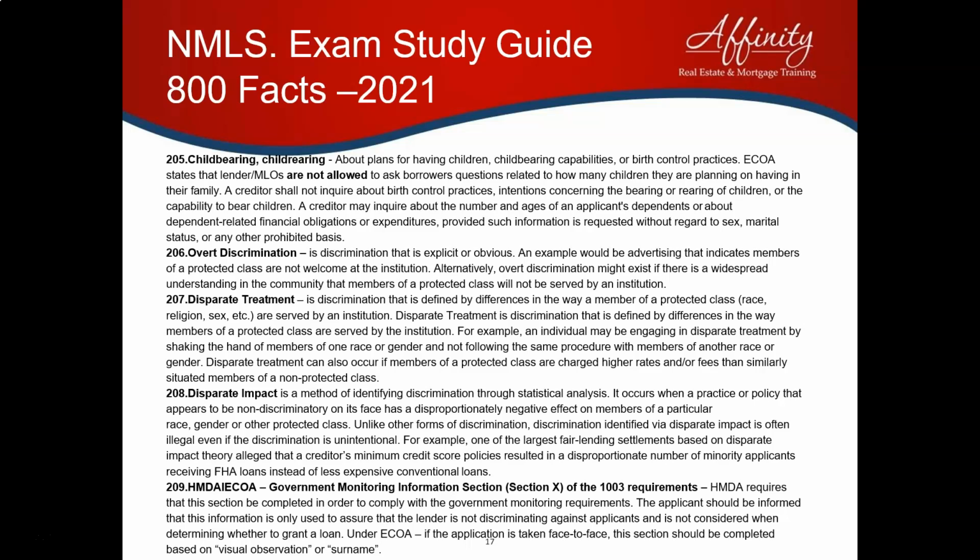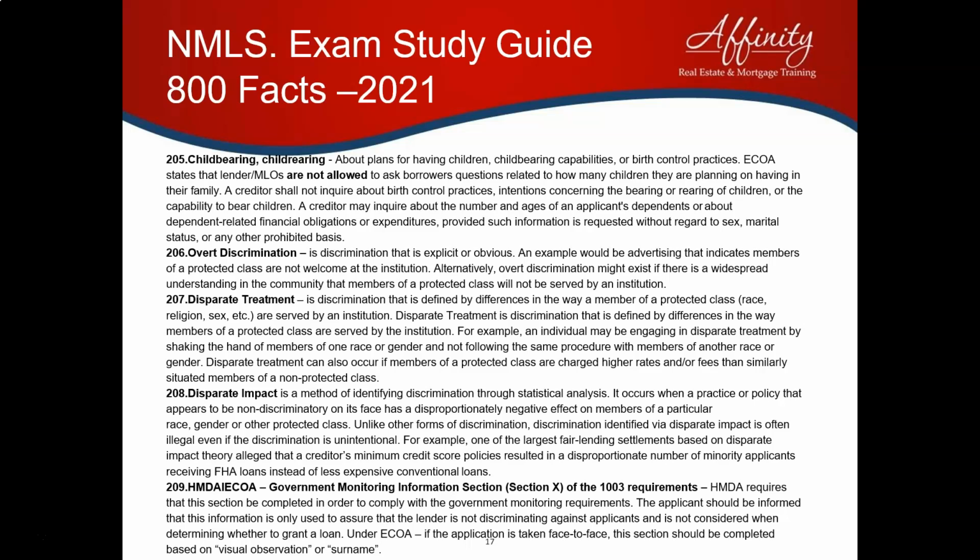Overt discrimination is discrimination that is explicit or obvious. An example would be advertising that indicates members of a protected class are not welcome at the institution. Alternatively, overt discrimination might exist if there is a widespread understanding in the community that members of a protected class will not be served by an institution. Disparate treatment is discrimination that is defined by differences in the way members of a protected class, race, religion, or sex, etc., are actually served by an institution.